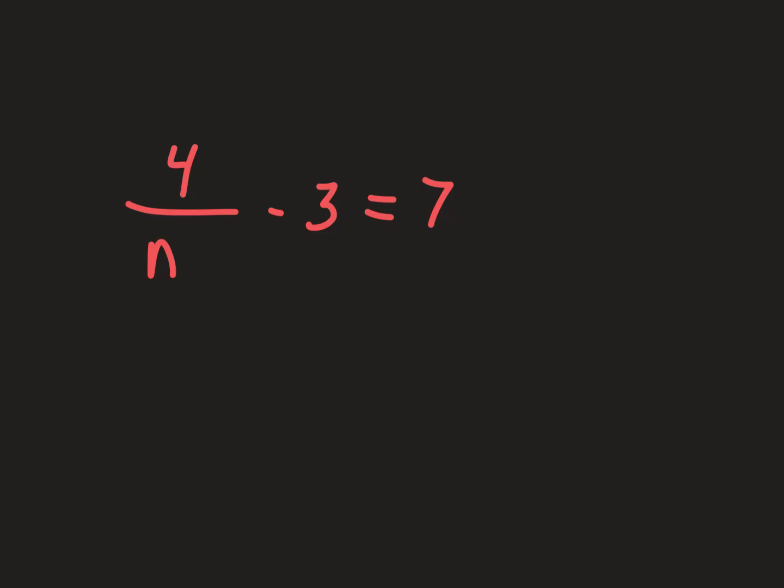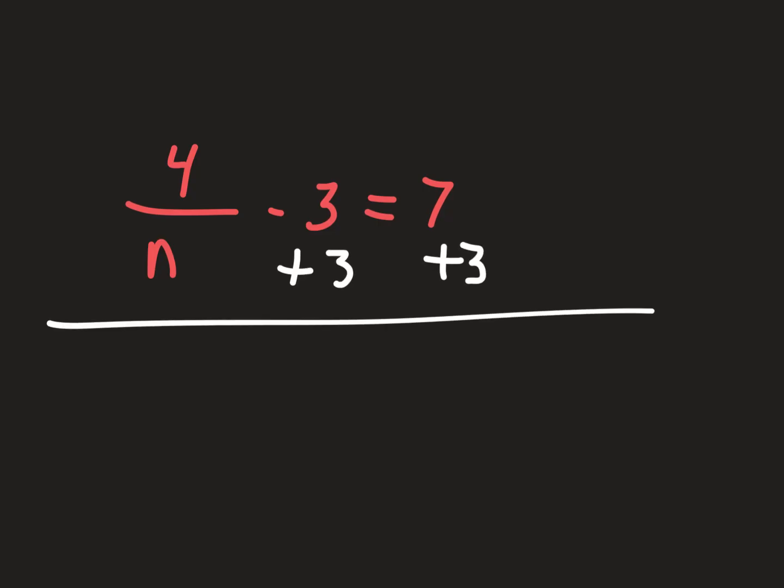Now there's two kinds of kids. One kind is going to add 3 first. Totally fine. You can do that. The other kind of kid is going to multiply by n first. Also okay. I personally am going to add 3 first, because then I have less things I got to multiply by n. Otherwise, I'd have to times this by n, and this by n, and that by n. So I'd rather add 3 first.